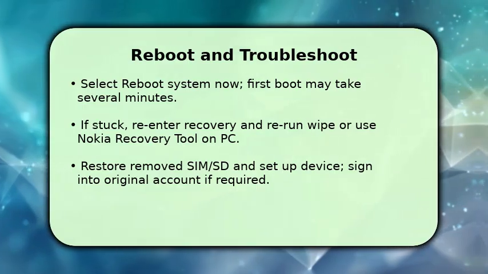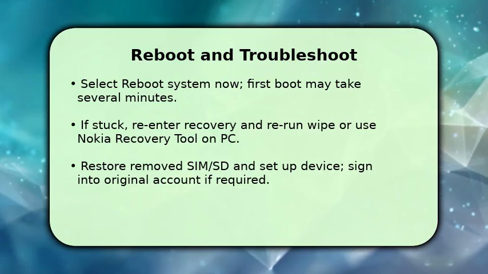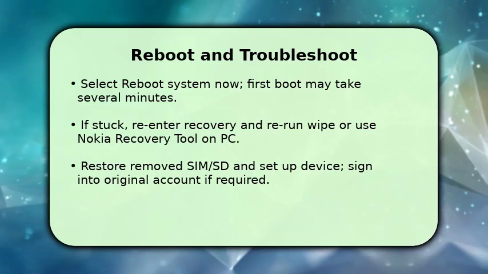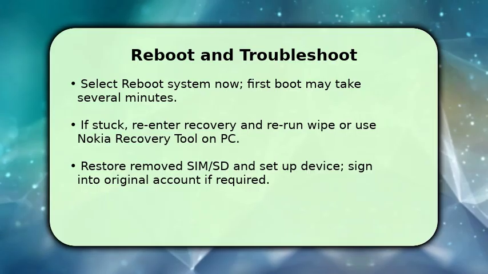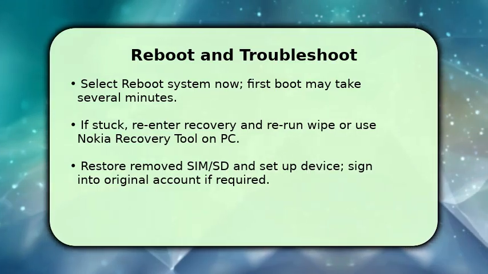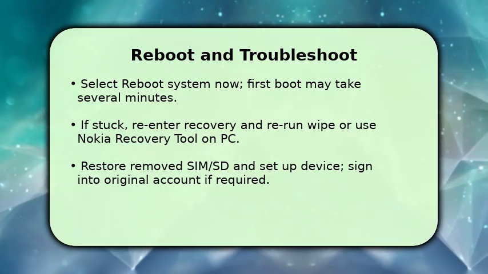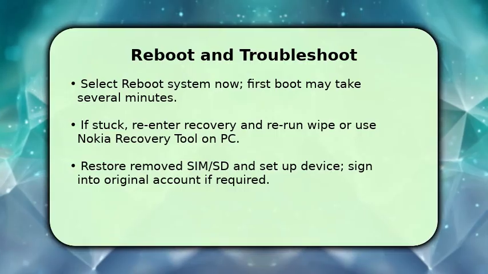If the phone gets stuck in a boot loop or never finishes, re-enter recovery and repeat the wipe, or connect to a PC and use the Nokia recovery tool to flash factory firmware. This fixes corrupted system partitions. Make sure to reinstall the SIM and SD after reset and sign into the original account if activation lock requires it, so the device becomes usable.